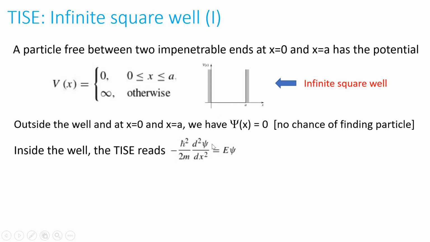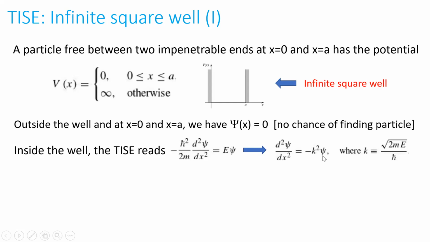There's no potential energy. So we can rewrite this: if we isolate the second derivative of little psi, we would get minus 2mE over h bar squared times psi. And we call that 2mE over h bar squared equal to k squared, where k is the square root of that, the square root of 2mE over h bar squared.